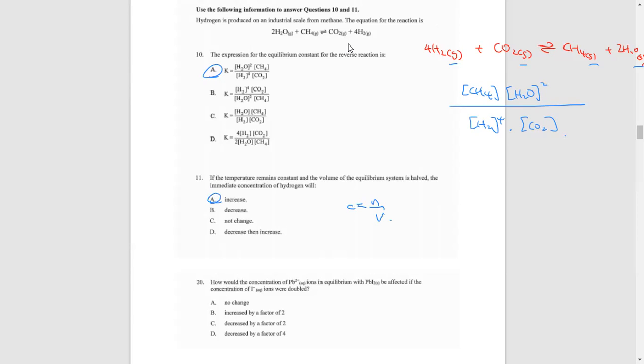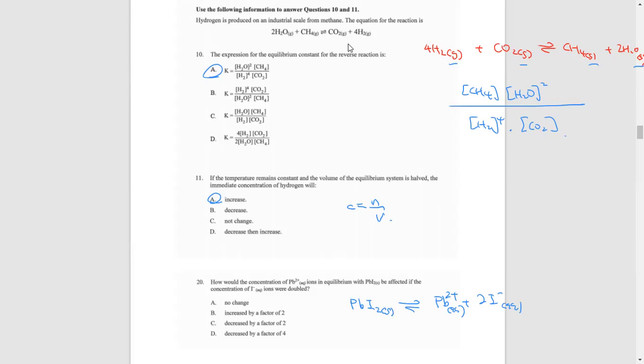How will the concentration of lead ions in equilibrium with lead iodide be affected if the concentration of iodide ions were doubled? Well, we've got lead iodide. It is quite insoluble. It's therefore in a saturated solution with the lead ions and iodide.